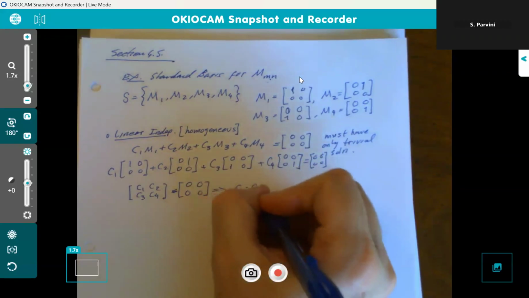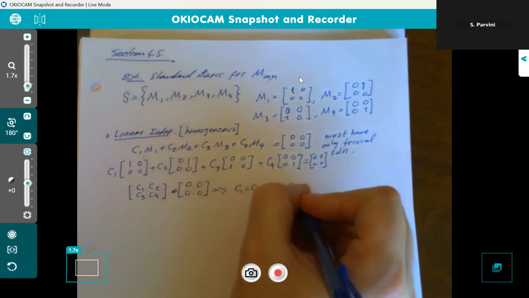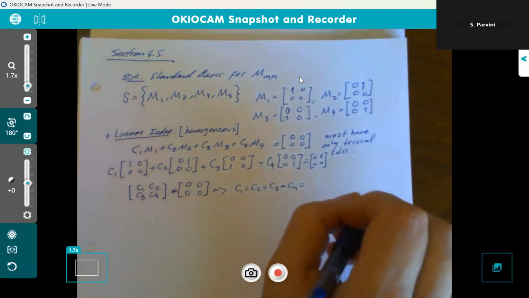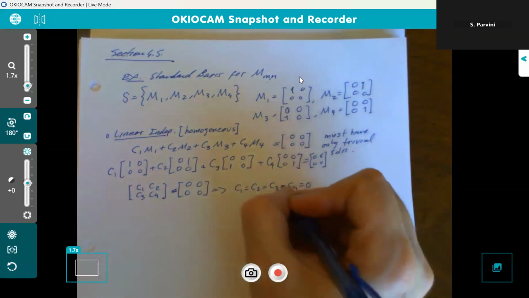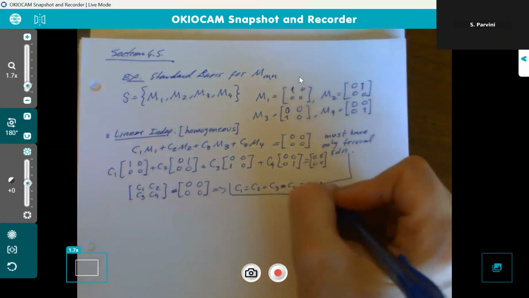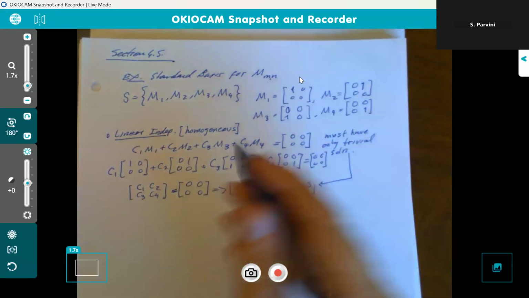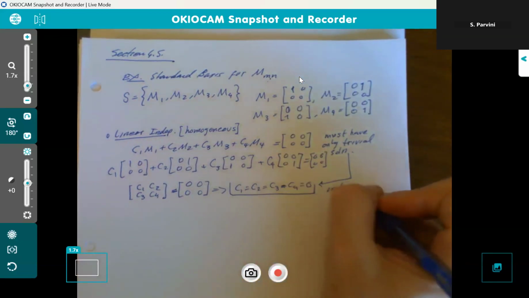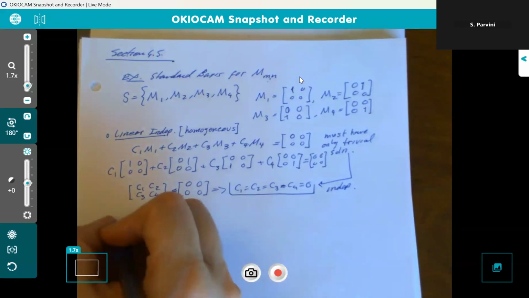Therefore, C1, C2, C3, and C4, each of those have to be 0, right? And there you go. And we just show that this has trivial solution. Therefore, yes, it is independent. So it is independent.